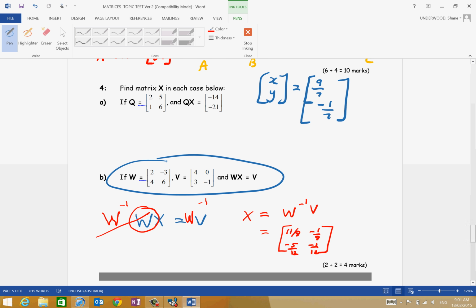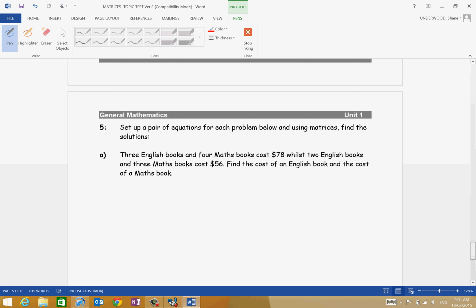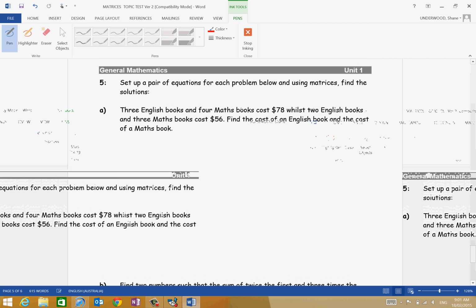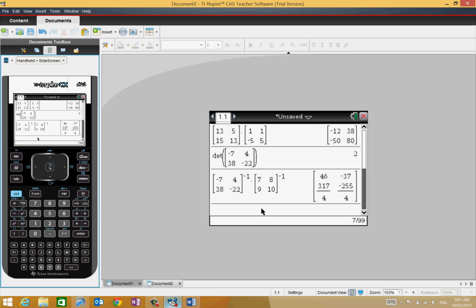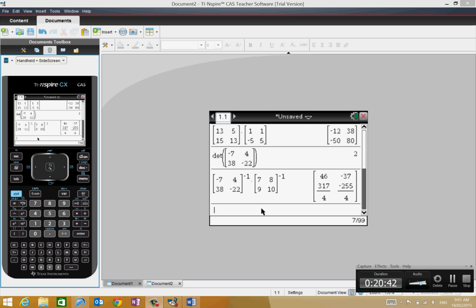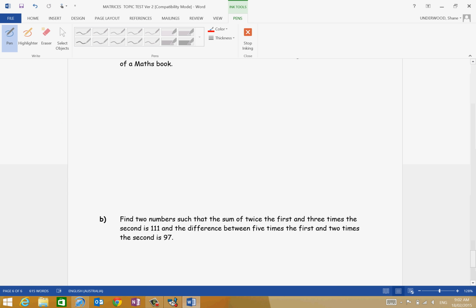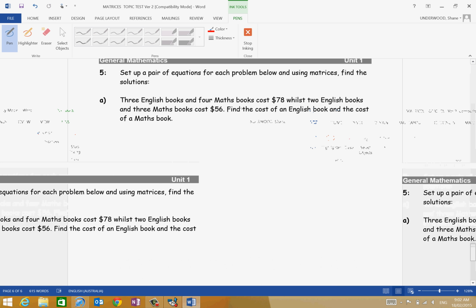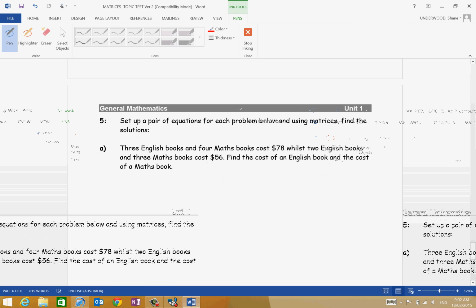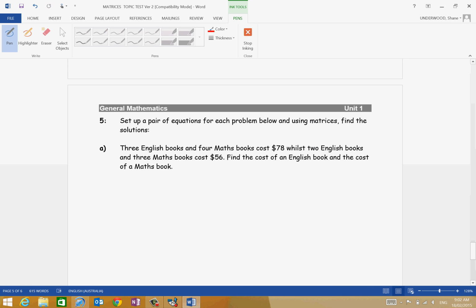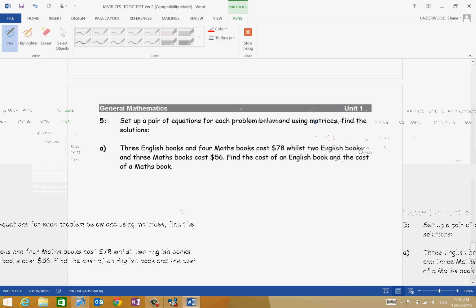Okay. And let's have a look at the last... let me just pause this for a second. Next group of students. All right, so we're now going to look at this last question. This is the stuff that you need to revise. We need to set up a pair of equations. First of all, let's think about it logically. We've got English books and we've got maths books. So let's just write down what we've got for starters.